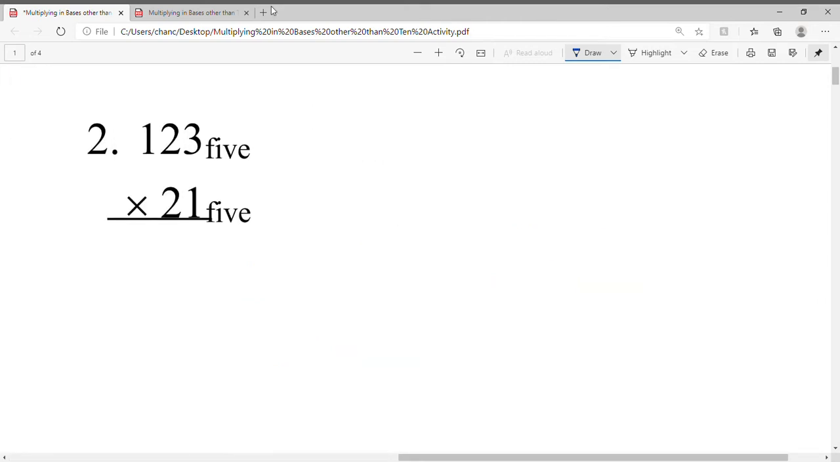Now let's go to question 2. Again, it's the same process. We can only have the symbols 0, 1, 2, 3, 4. That's it. There's no other symbols allowed in base 5. 1 times 3, that's 3. 1 times 2, that's 2. 1 times 1, that's 1. Multiplying by 1, pretty easy, no problems.